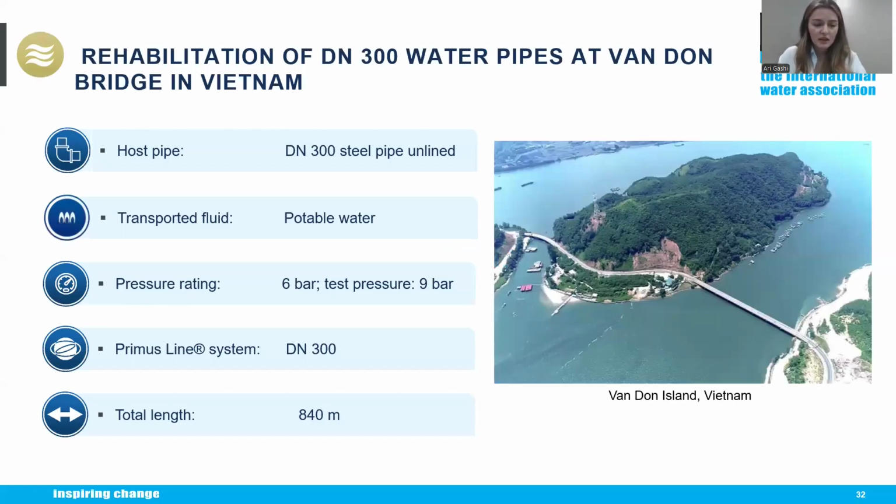We will start in Vietnam, where we had to rehabilitate a DN300 water pipe, or pipes, it was actually 3. It was for potable water with a pressure rating of 6 bar and a test pressure of 9 bar. We used the DN300 liner, and it had a total length of 840 meters.